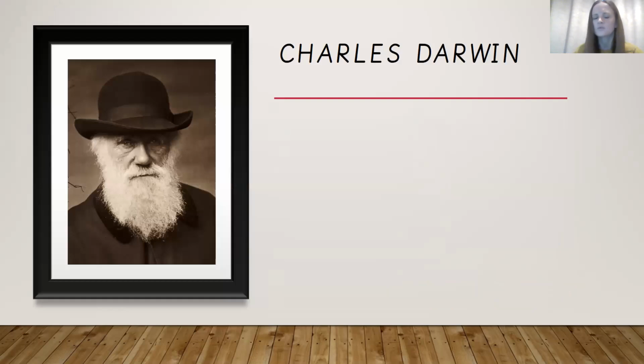So Charles Darwin was someone that was very much part of all of this. And he was an English scientist who was alive from 1809 to 1882. So give a quick guess of how old he is.